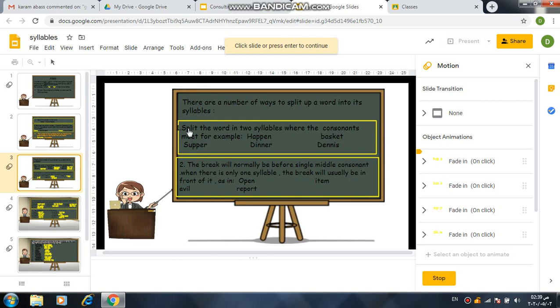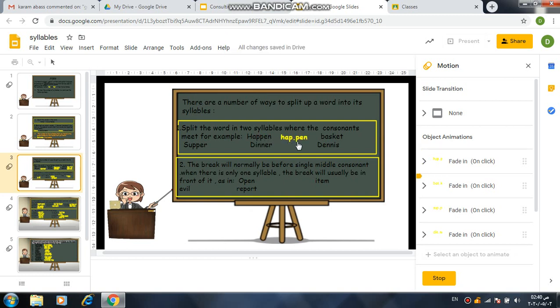Number 1. Split the word into syllables where consonants meet. That means if 2 consonants meet each other, we split between them. Split up means نفصل. So look at happen. It consists of 2 syllables. How do I know? Happen, because I will split between the 2 consonants that meet each other.